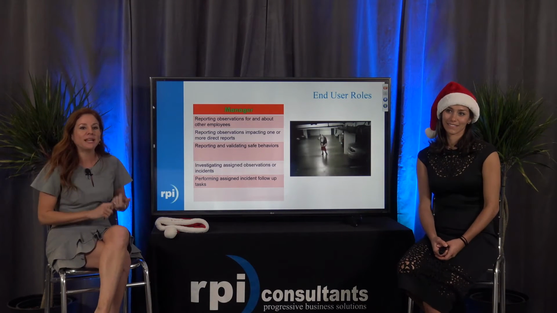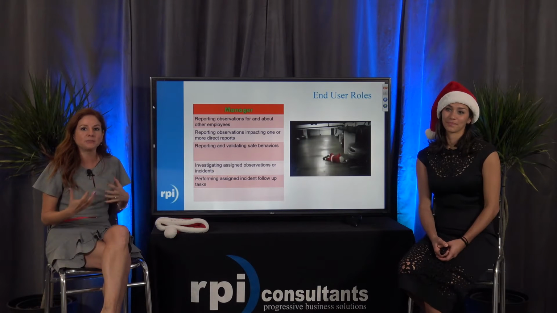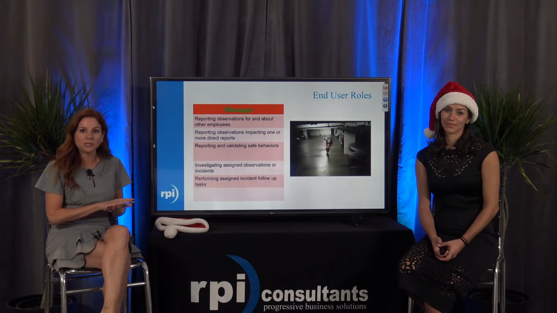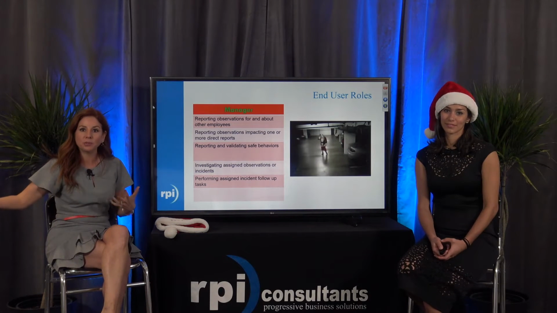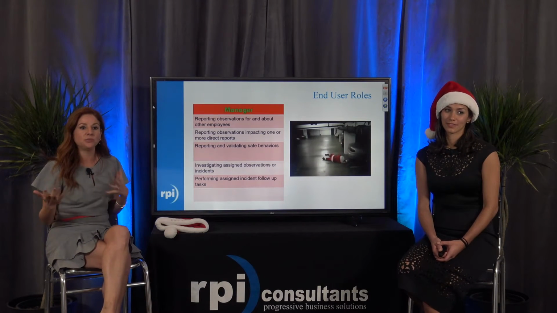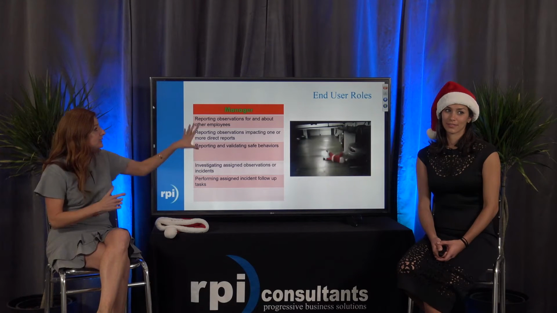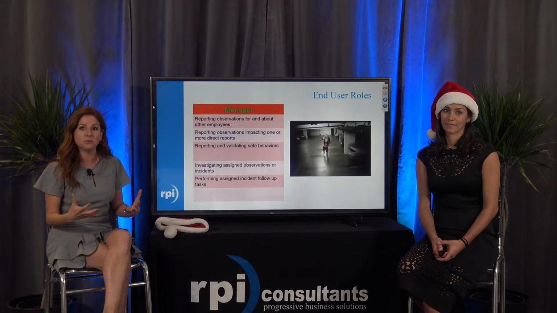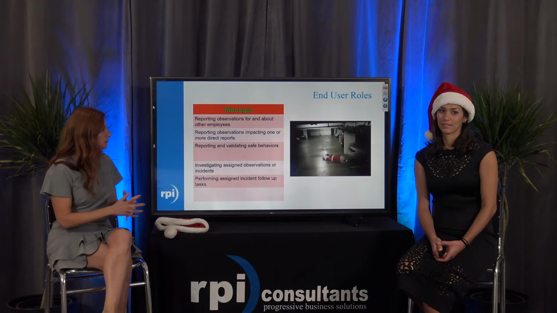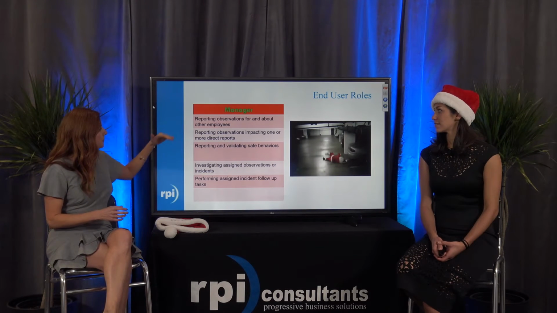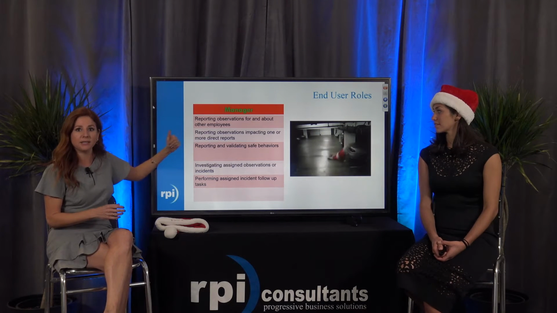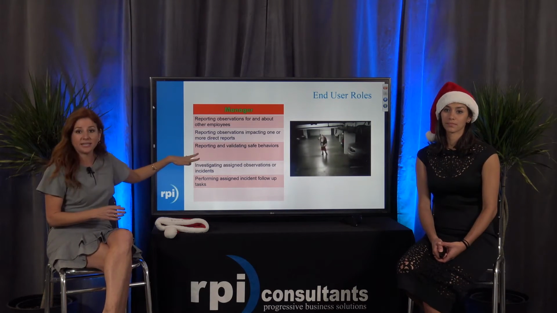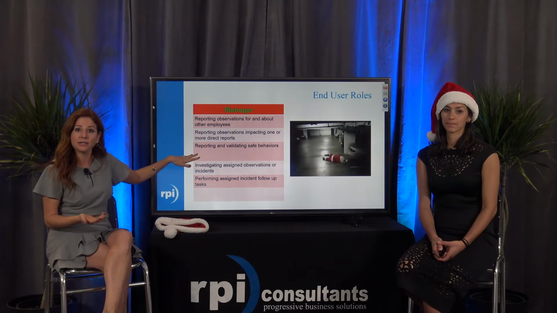So managers are able to report any observations for the employees that are either directly reporting to them, or if they happen to see another employee, they're able to report those observations. And this is the role out of the box that the manager will get if you open up the safety management module. They can report anything that might affect their employees. They're able to validate any of those safe behaviors that we were talking about before.